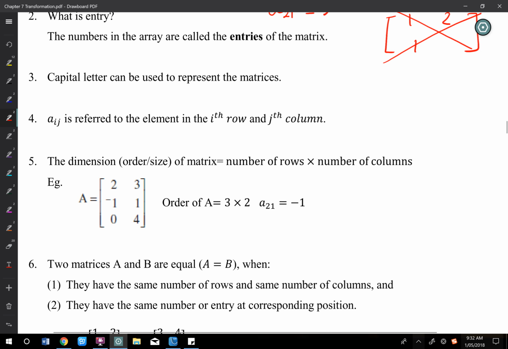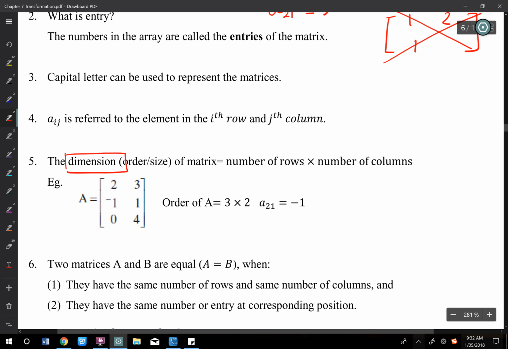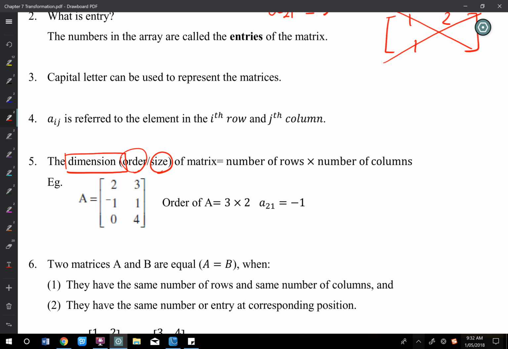The next thing is very important: the dimension. Other names for it are the order or the size. The dimension, the order, or the size of the matrix all talk about the same thing. You need to indicate the size of the matrix: how many rows there are and how many columns there are. It's basically length and width. So we talk about the number of rows first. How many rows do we have?